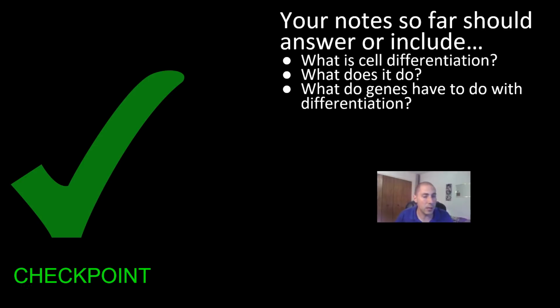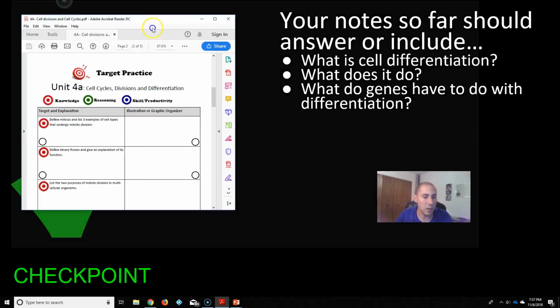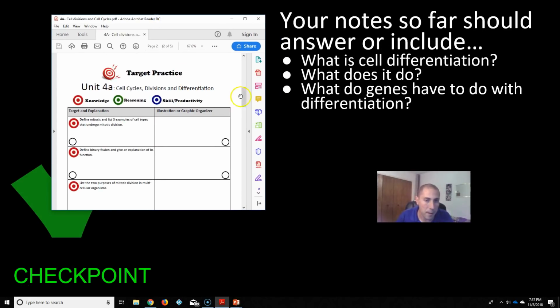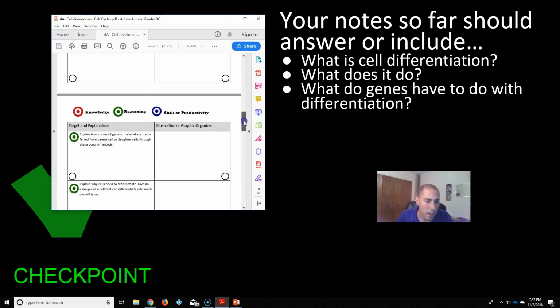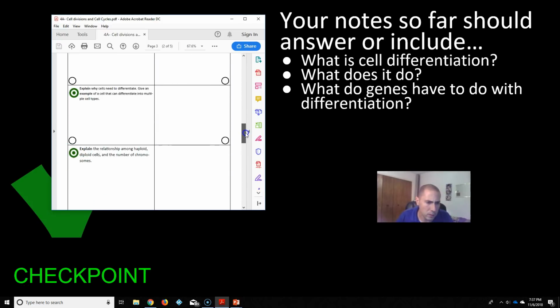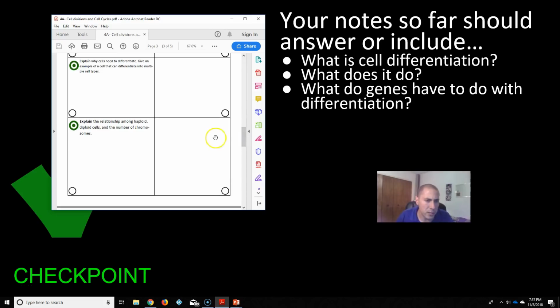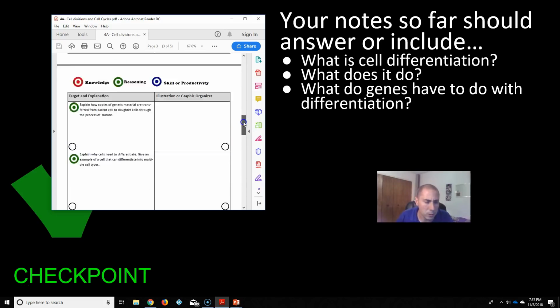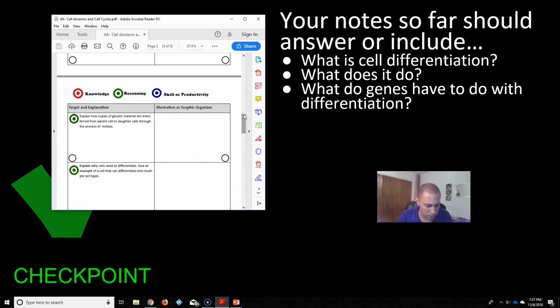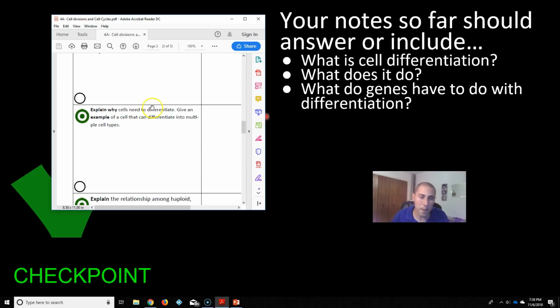So let's take a look at our notes again, our little targets. Let's go through here, and we have explain the relationship among, and best goes with these right here is going to be explain why cells need to differentiate. Give an example of cells that can differentiate into multiple cell types. So we didn't really talk about what types of cells can differentiate.